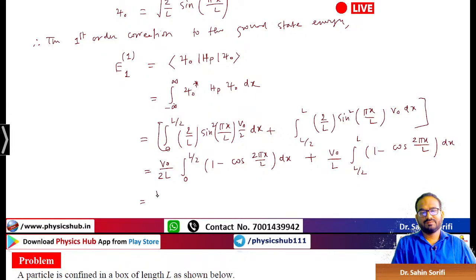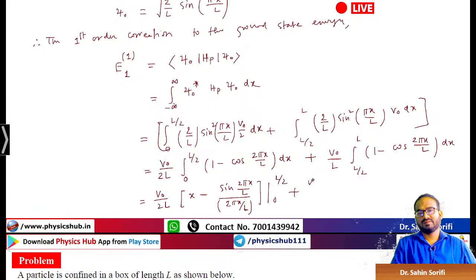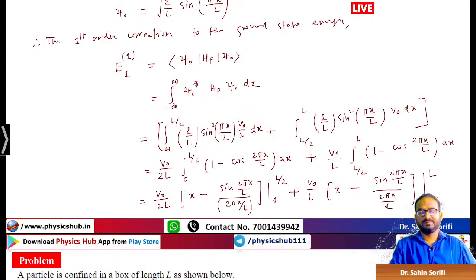So this is V naught by 2L, integration of dx is x, minus cos integration is sine 2 pi x by L divided by 2 pi x by L. Integration limit goes from 0 to L by 2, plus here V naught by L, here x minus sine 2 pi x by L divided by 2 pi x by L, integration goes from L by 2 to L.